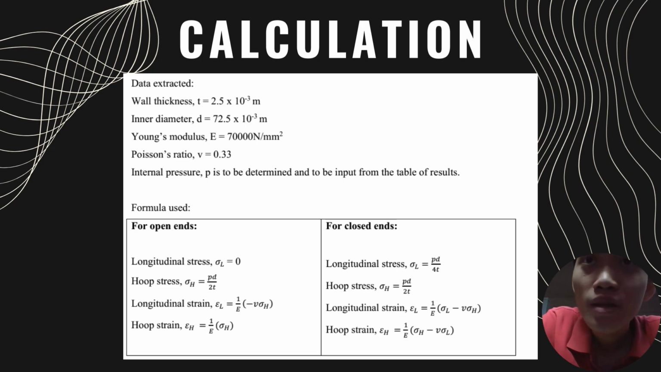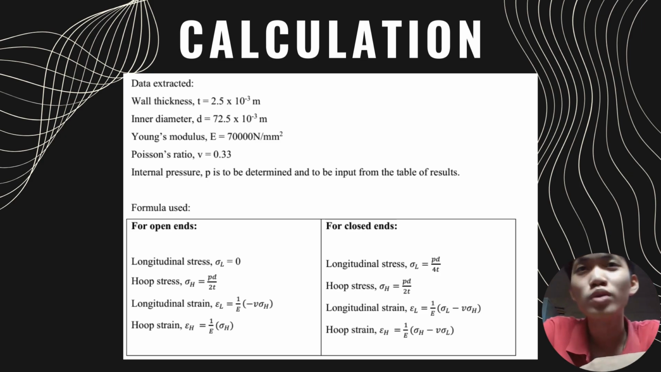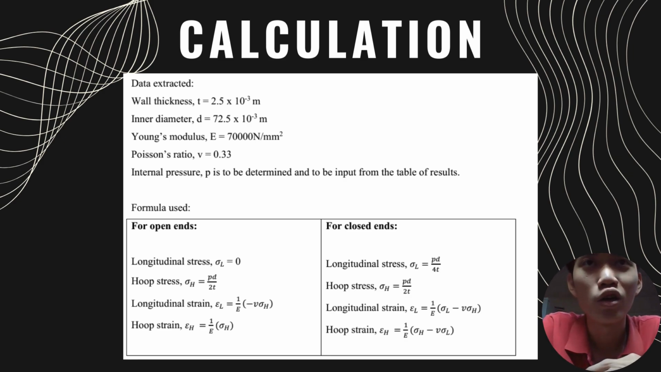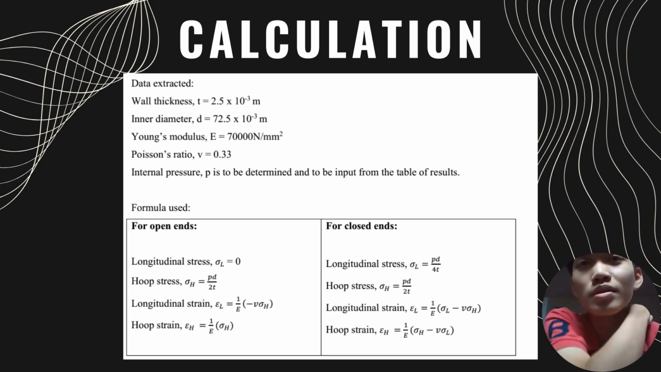So there are 4 formulas. However, for open ends, longitudinal stress is always 0, so we don't need to calculate that one. But for closed end, the longitudinal stress is pressure times diameter over 4 times thickness. Meanwhile, the hoop stress is pressure times diameter over 2 times thickness.